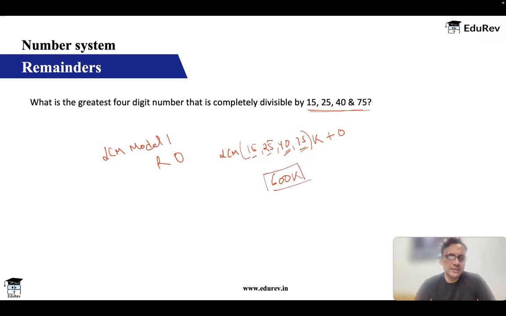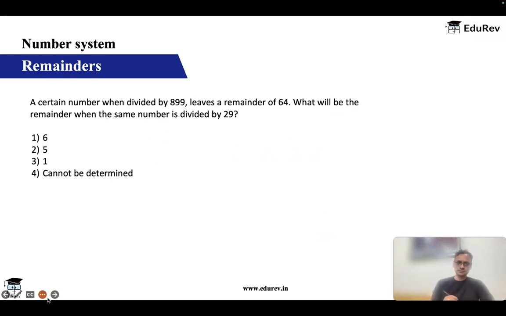Okay, the question is the greatest 4-digit number, so k can be 16. If I do 600 into 16, I'll get 9600. So this is the greatest possible number that satisfies this condition. So a very, very simple application of LCM model 1. Okay, let's look at one more question.